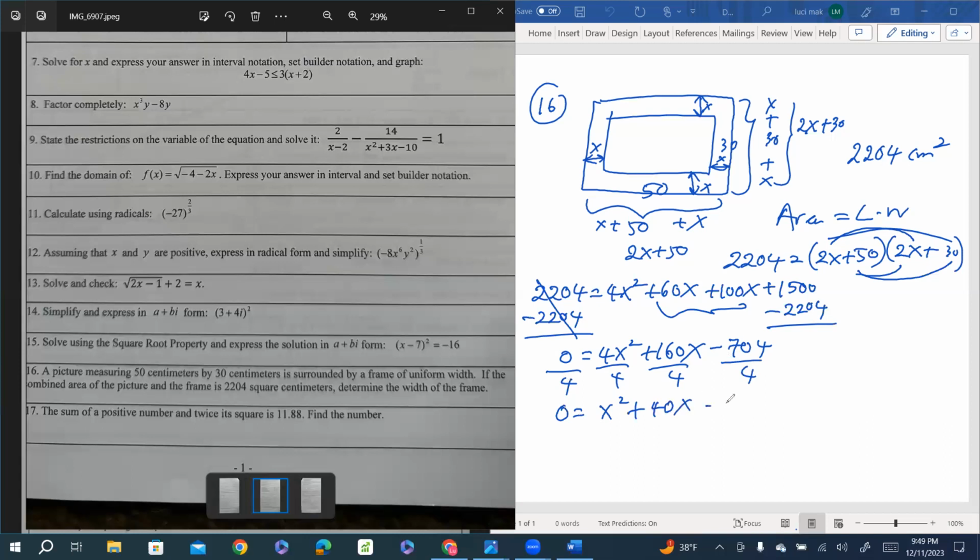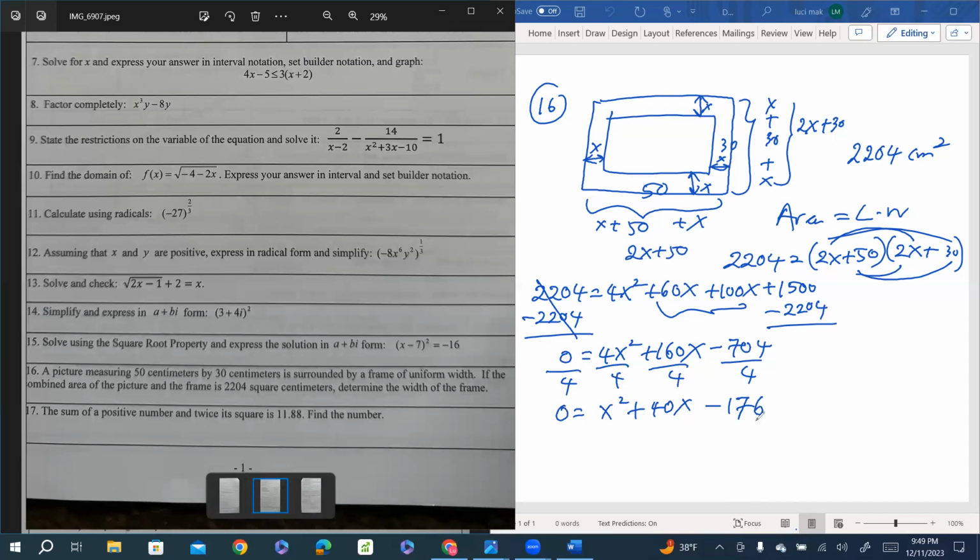Minus 704 divided by 4. 4 goes into 7 once, the remainder is 3. So 30 is 7, and then there's a remainder of 2. 24 is 6.